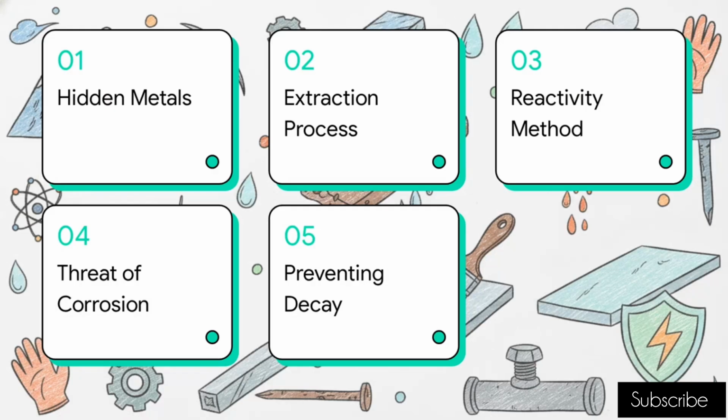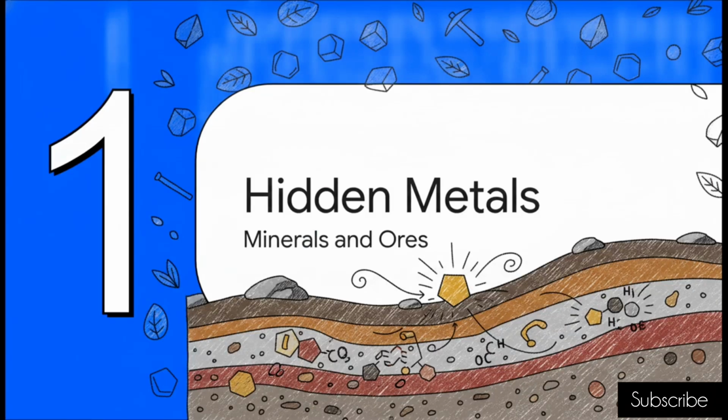So here's our game plan for today. We'll start with nature's hidden metals, then walk through the extraction process, see how reactivity dictates the method, look at the threat of corrosion, and finally, preventing rust and decay. All right, Section 1, Nature's Hidden Metals, focusing on minerals and ores.